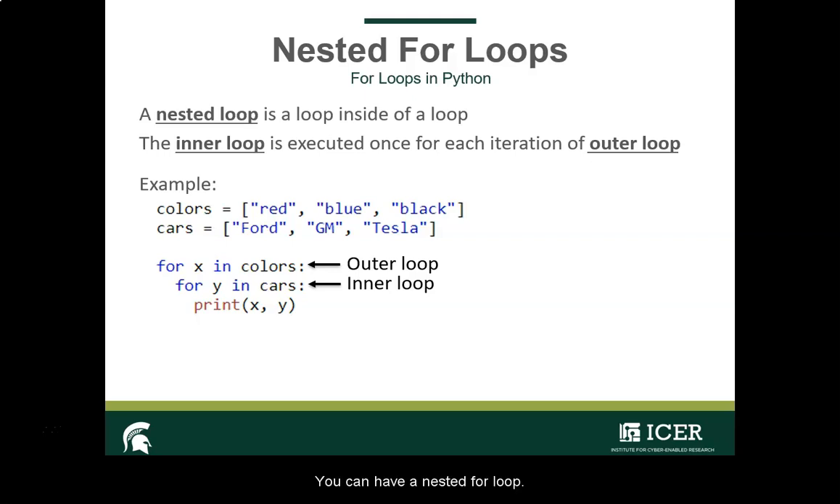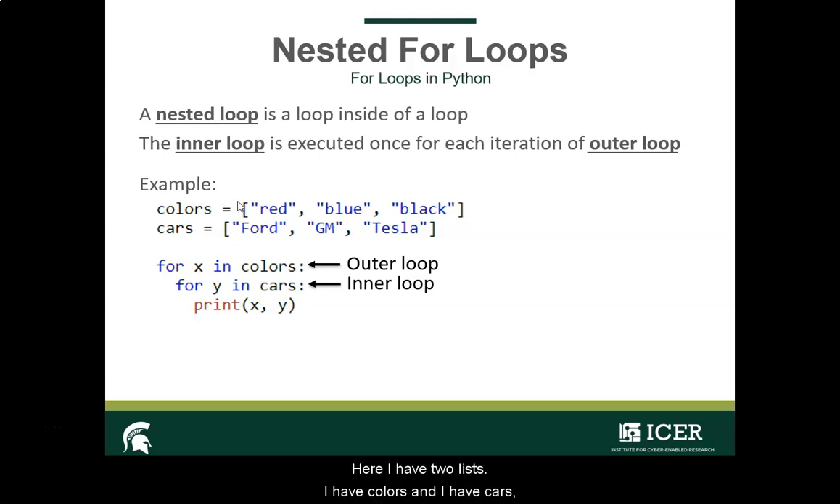You can have a nested for loop, just like you can have a nested while else loop and a nested if else statement. A nested loop is always a loop inside of a loop. The inner loop is executed once for each iteration of the outer loop. So let's see what that means.